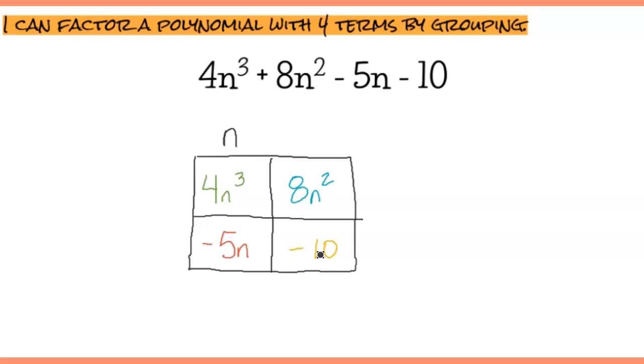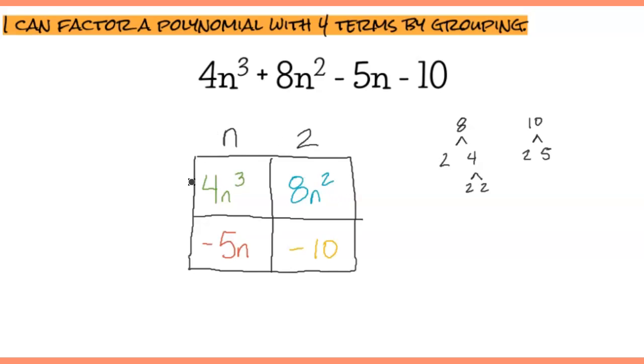So the GCF between 8 and 10, the biggest number that can go into both, is 2. But if you're not sure, you can always do your prime factorization. So 8, I've got 2 and 4, and then 2 and 2, and then 10, I've got 2 and 5. So the biggest number that they share is 2. And they don't share any n's. All right, so those are my two columns.